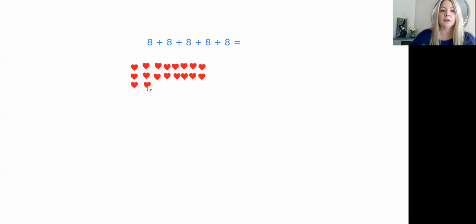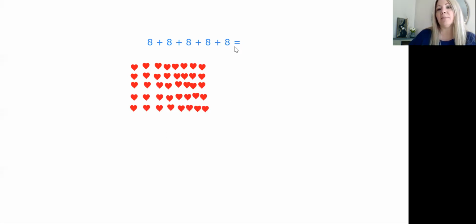I'm going to leave a little more space because I'm starting to run them together there in that last one. I've got 1, 2, 3, 4 rows of 8. I need one more row of 8 to make my array match that repeated addition problem. Now I have an array that matches my repeated addition problem. 8 plus 8 plus 8 plus 8 plus 8.